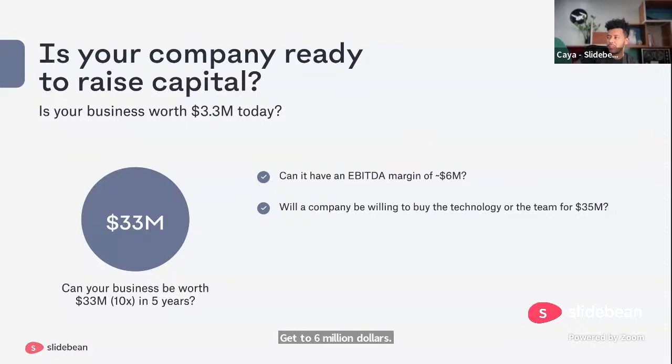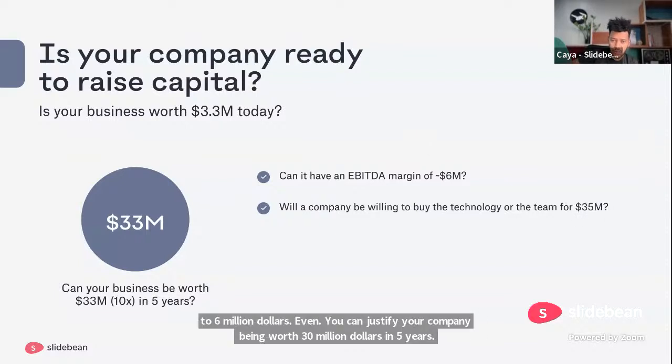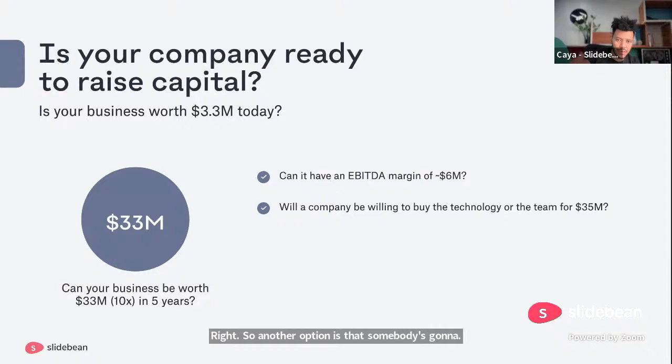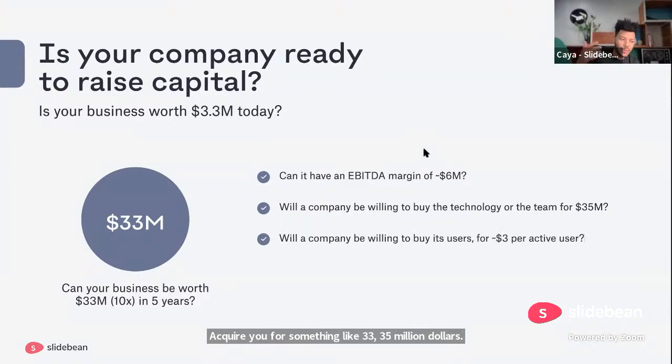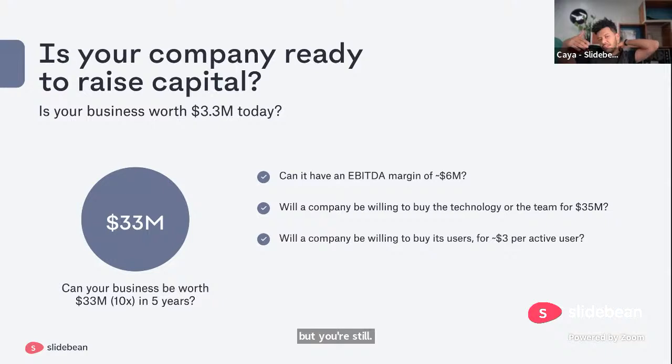So another option is that somebody's going to acquire you for something like $33-35 million. That's a way to justify it. Maybe somebody's buying your customers, right? So when Meta or Facebook acquired Instagram, they paid about $3 per active user on Instagram. So maybe you're a pure play, like a no revenue platform, but you're still going to grow very, very fast, then that would be a way to justify your valuation of 33 million.